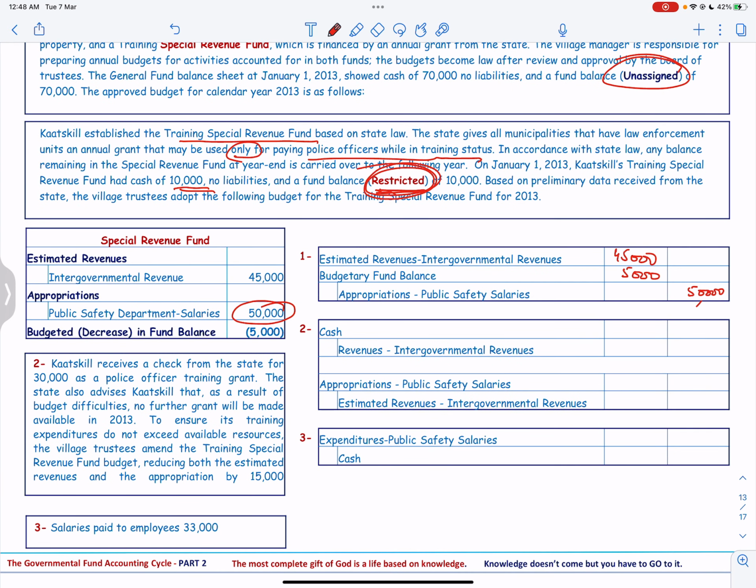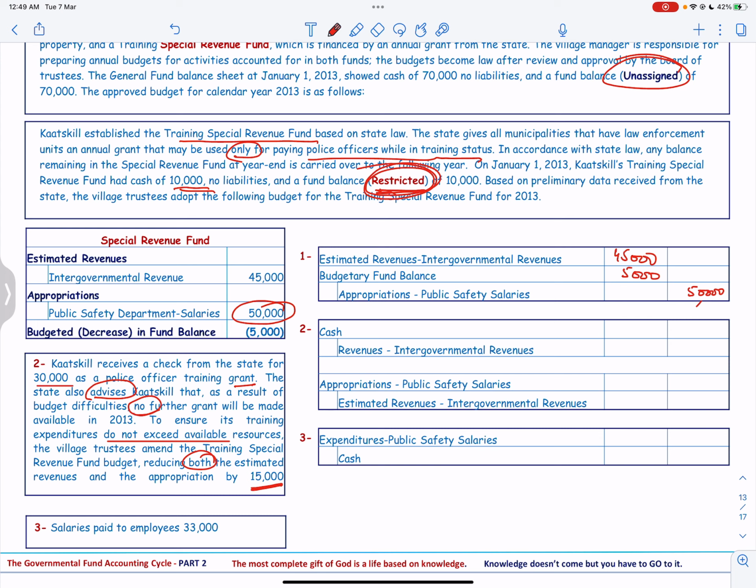Then during the year, Cardsgill received 30,000 as a police officer training grant. The state also advises Cardsgill that as a result of budget difficulties, no further grant will be made available. To ensure its training expenditures do not exceed available resources, the village trustees amend the training special revenue fund budget, reducing both the estimated revenue and the appropriations.